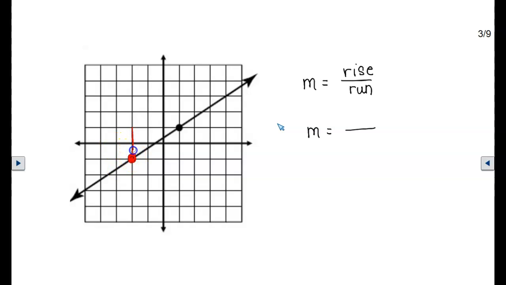So I'm going to draw a line going straight up until I am level with that second point. Now, how much did I go up? Well, starting from here, I went up 1, 2 spaces. So my rise is either a +2 or a -2. Now I went up. So I went up 2 spaces. So that means my rise is going to be a +2.